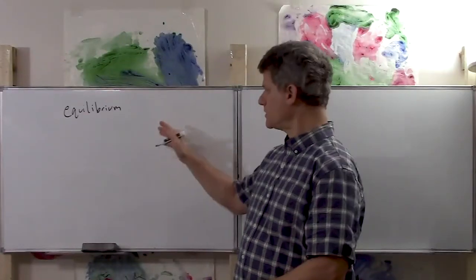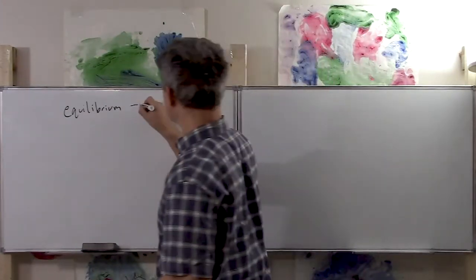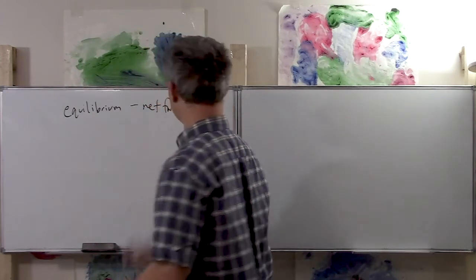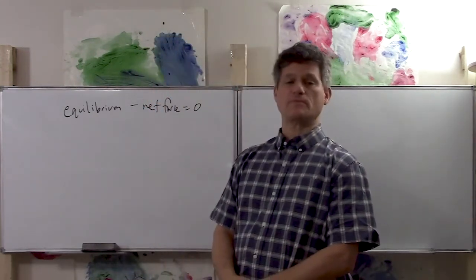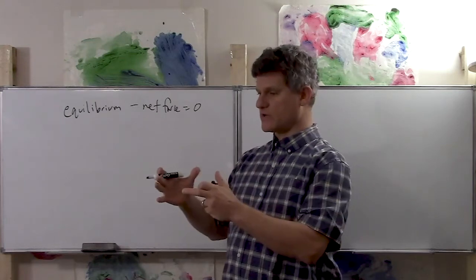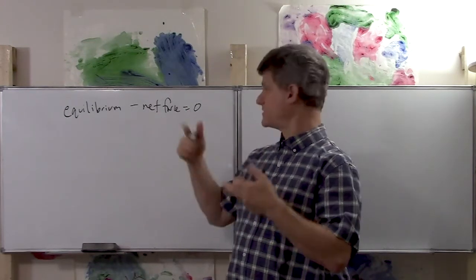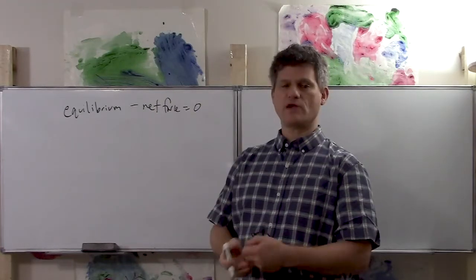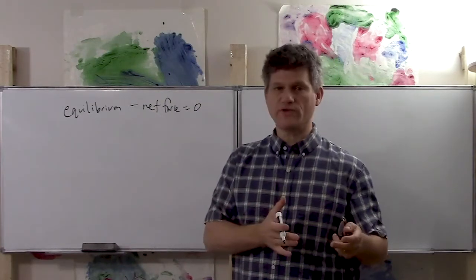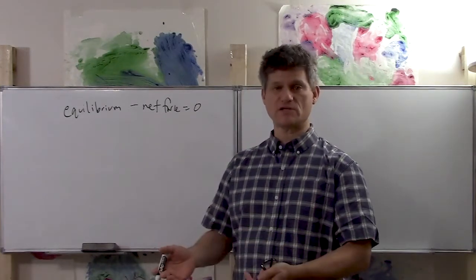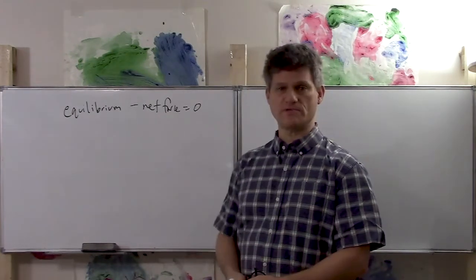The concept of equilibrium means the net force is zero. Net force equals zero. That would apply to a case where something is stationary and has several forces on it, and if it's going to remain stationary, the net force would have to be zero. It also applies to the case of an object moving at a steady speed and not changing direction. In that case, the acceleration is zero, so therefore the net force would be zero.